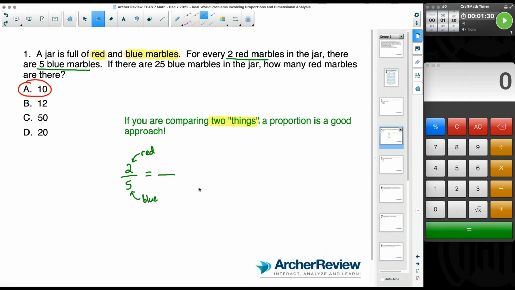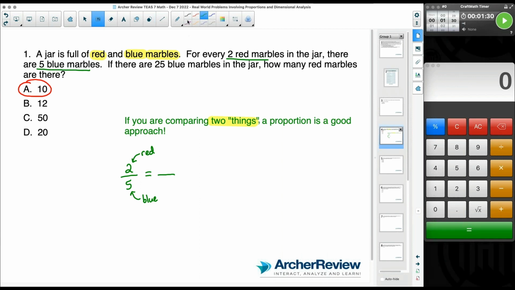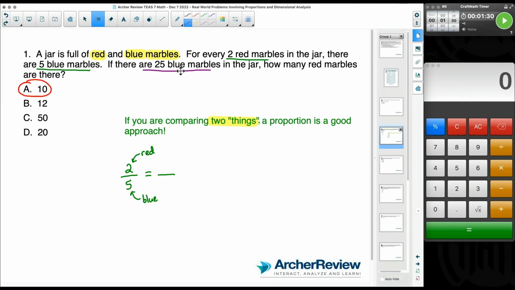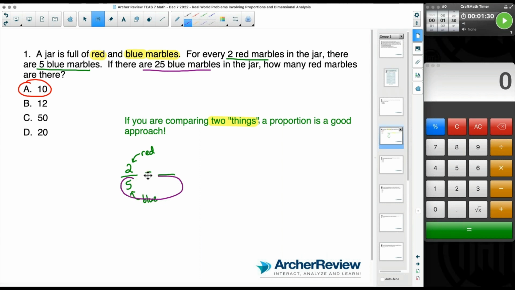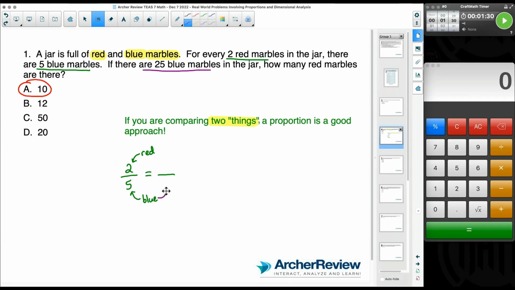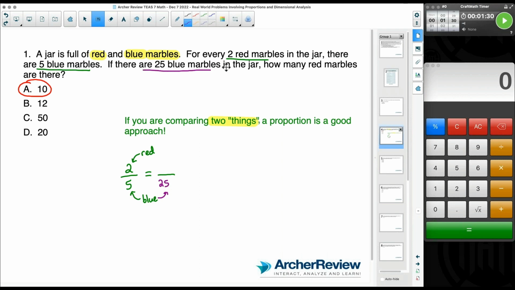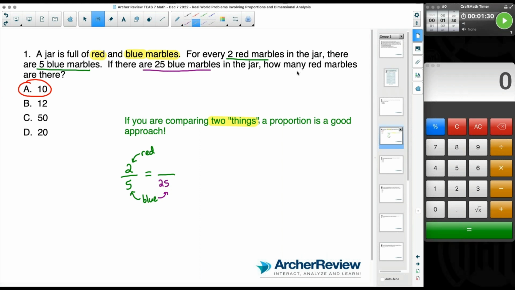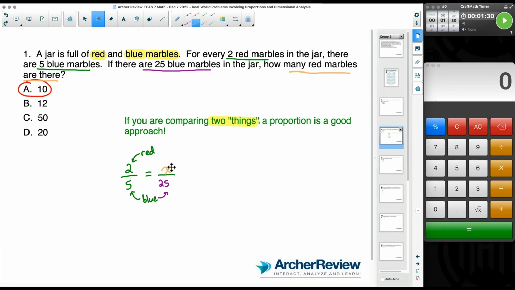Now over here on this side, for proportions, you want to keep things matched up. So what does it say right here? If there are 25 blue marbles in the jar, 25 blue marbles. Since I had blue at the bottom, and red at the top, I want to keep this 25 at the bottom to match up. So if there are 25 blue marbles in the jar, how many red marbles are there? And we're going to put an X, you can put an R, you can put whatever you want. R for red, X, it's just a letter, it's a variable, it represents a number.